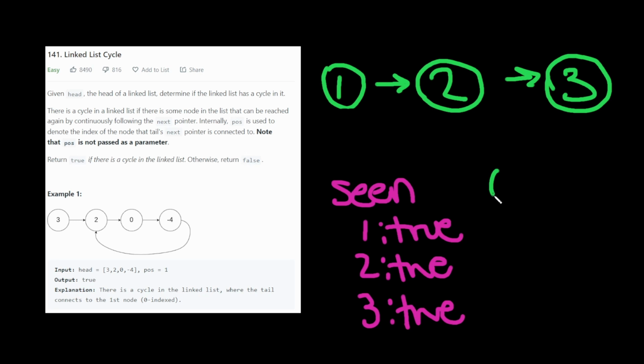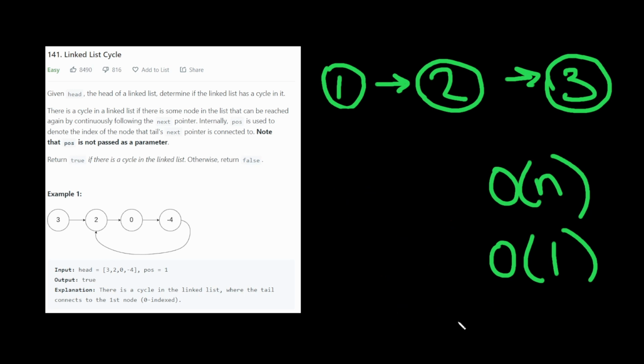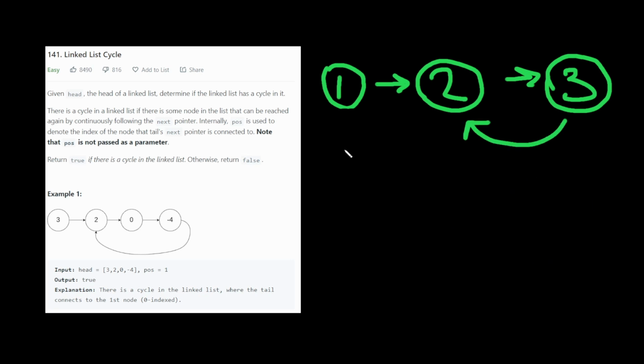In terms of time complexity, this is O of n because we're going through each element once. In terms of space complexity, this is O of n because we're storing a data structure with n elements. Now, how can we improve this? Well, we can actually come up with an algorithm that has O of 1 space complexity. And so let's get rid of our data structure here. We don't need it. So what if instead of having just one pointer, we have 2 pointers?